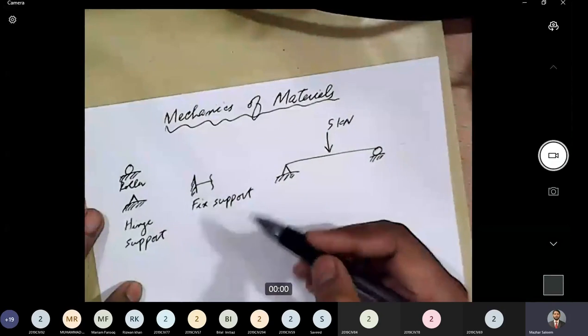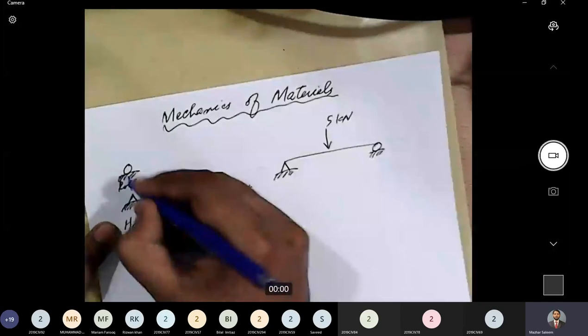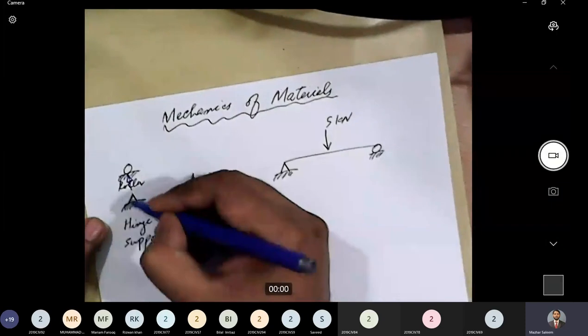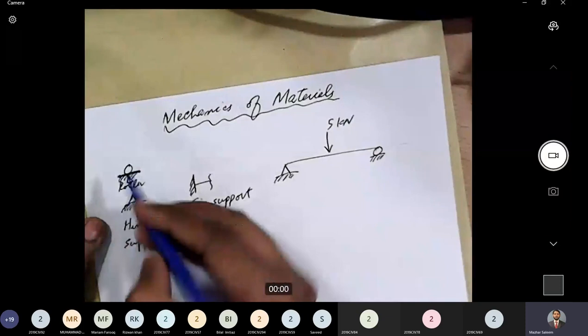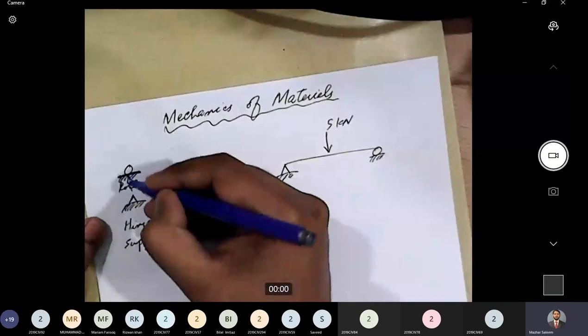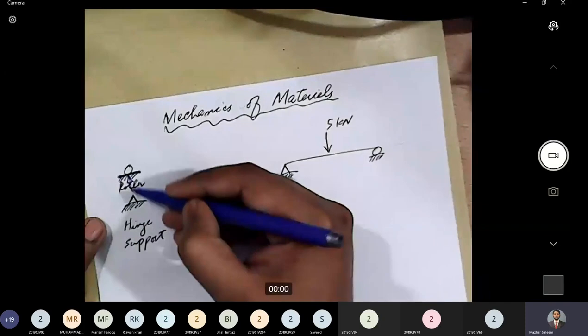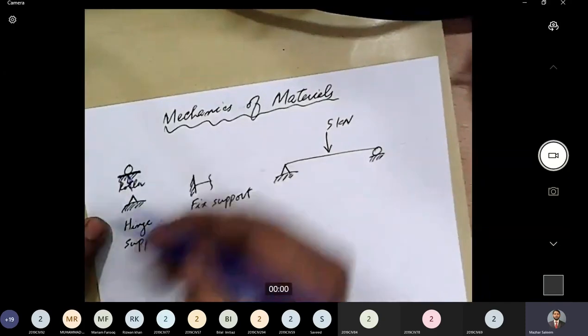Roller support can only generate one reaction, which is perpendicular to the supporting surface. Here the supporting surface is horizontal, so the reaction that roller support will generate will be perpendicular to that supporting surface, and in this case, it is vertical.